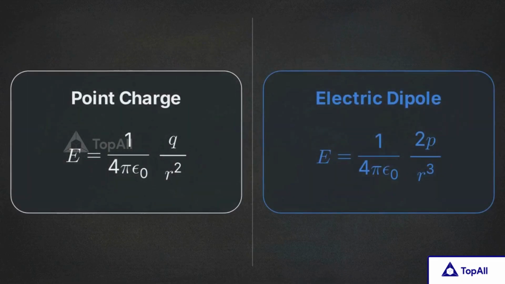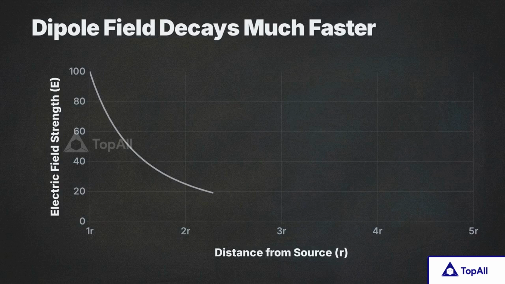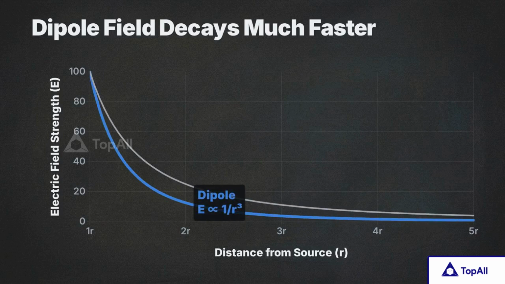Comparing the denominators of these equations to a standard point charge reveals a critical change in how the field behaves across space. While a point charge decays over distance squared, the dipole's field decays at a rate of distance cubed. This graph illustrates the difference. The field of a dipole collapses much more rapidly than that of a single charge.